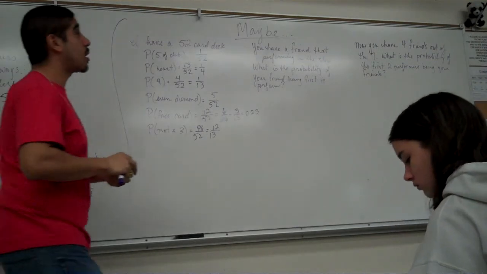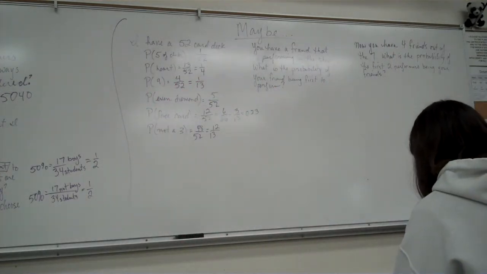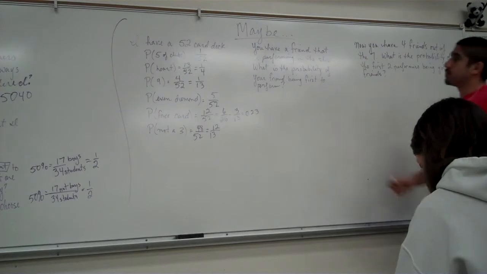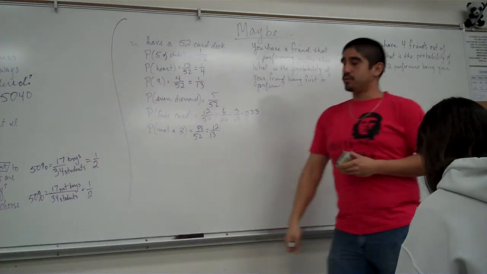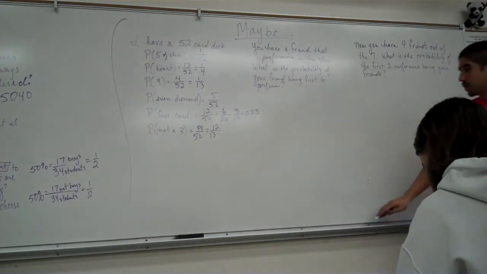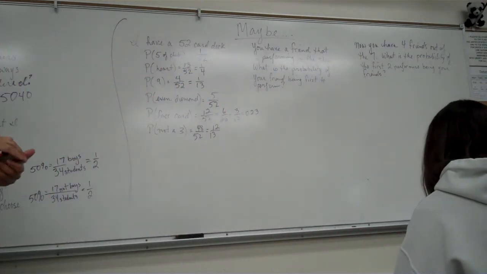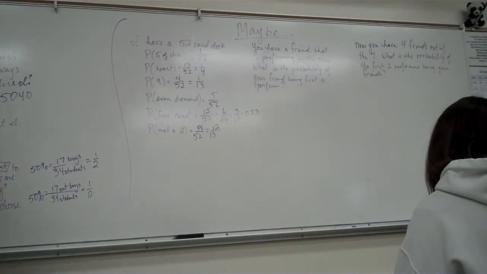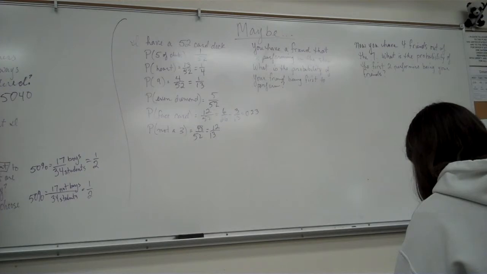All right. So again, that's theoretical probability. We're going to continue with theoretical probability through these 2 problems. Then we're going to switch to experimental and geometric probability. So first thing, you've got a friend that's going to be performing in this show. What is the probability of your friend going first?